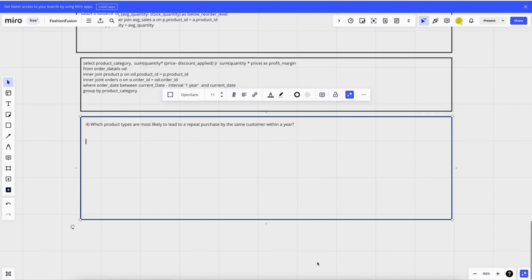The next statement is which product types are most likely to lead to a repeat purchase by the same customer within a year. So within a year, if we can get the count of the product categories on the customer ID level, and if that count is greater than 1, that means that customer is making a repeat purchase for that product category. So let's start with customer ID. So O dot customer ID and product category.